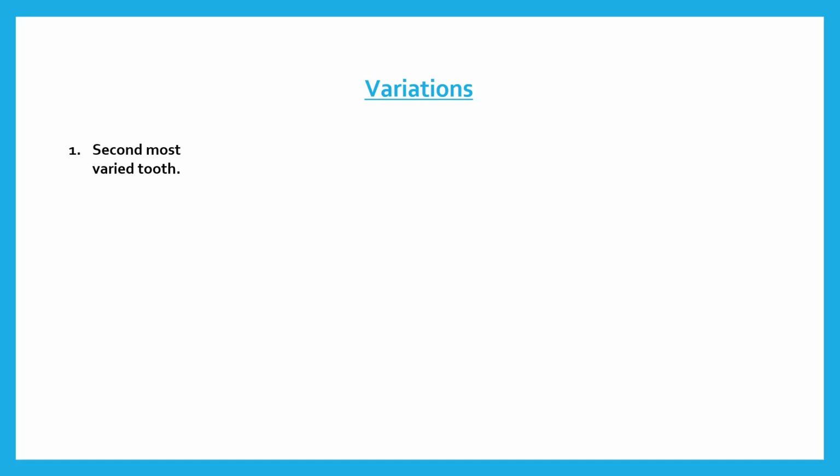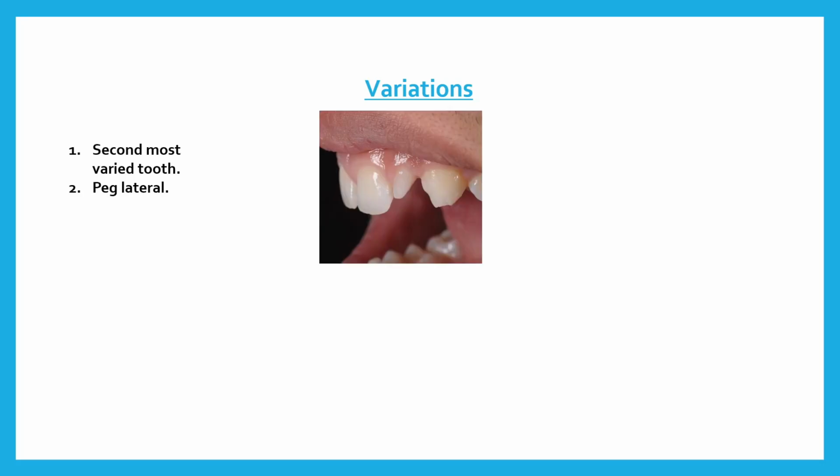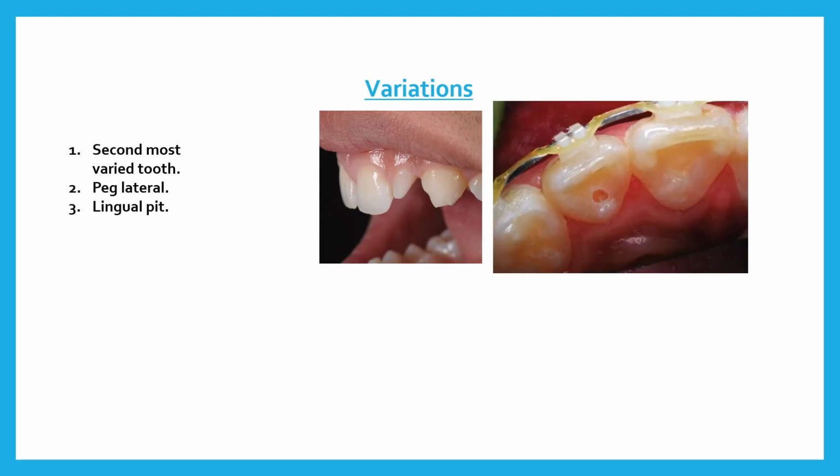Let's start with the peg lateral. In this case, the tooth is smaller than normal and conical in shape. It happens in 2% of the population, so it is fairly common. Sometimes, the mesial and distal marginal ridges extend far at the cingulum, creating a small pit called the lingual pit. This pit is hard to clean and scale, and food can accumulate there, so it increases the risk of decay. Placing sealant there is beneficial.